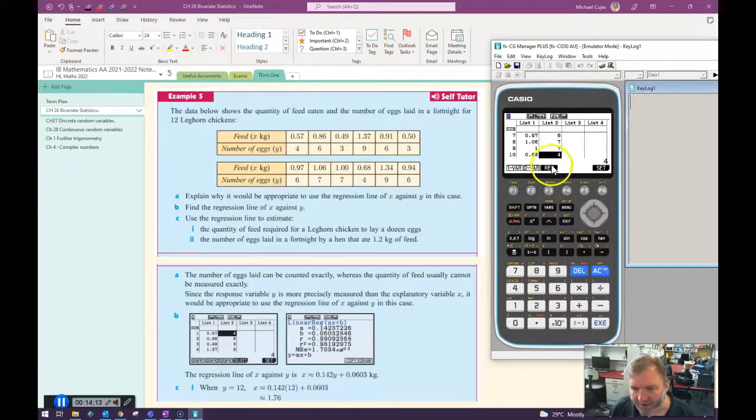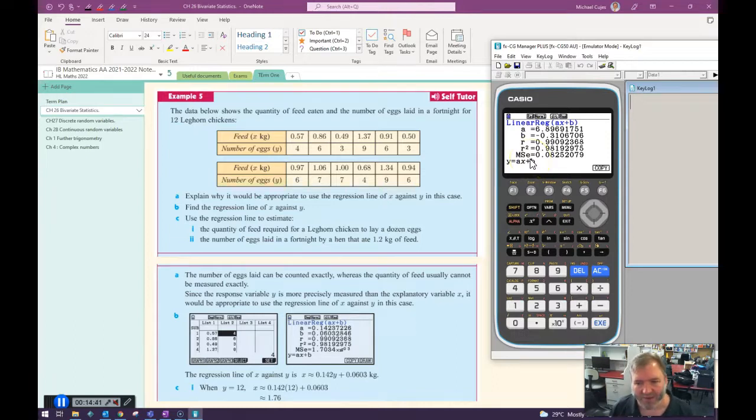If I exit right out so you can see, once I've put it in there, we want to calculate something, so that's F2, and we want to do a regression. Because it's a linear regression that we're doing, I want ax plus b. Here I've got an R value of 0.99, excellent, very highly correlated. This is the equation of y in terms of x.